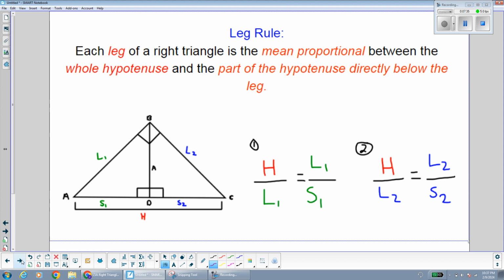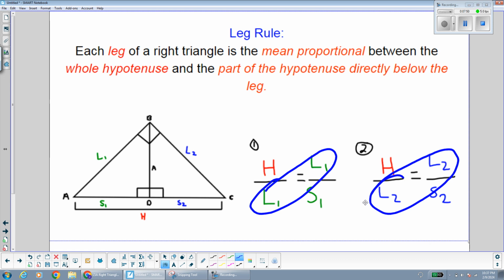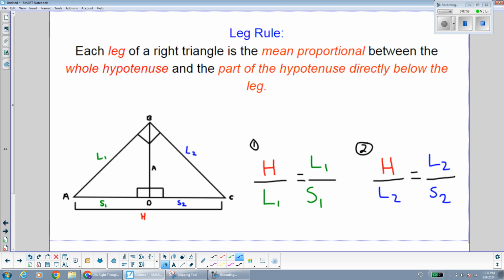So the leg rule says that each leg of a right triangle is the mean proportional. That's just a fancy word that means in the proportion, the leg gets written twice so that when you cross multiply, it gets multiplied by itself. So the leg of the big right triangle is the mean proportional between the whole hypotenuse, notice that there's H in the proportion, and the part or segment of the hypotenuse directly below that leg. Notice in the proportion that involves leg 1, the segment is the one directly below that leg.